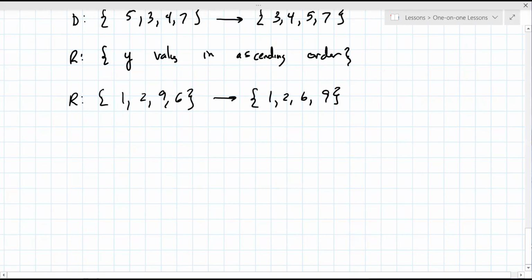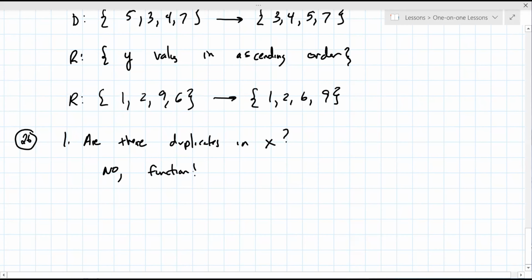Let's go through 26 first. The very first question you ask yourself is, are there duplicates in the x? There are no duplicates, so that means it is a function. The domain is the x values: 8, 5, 9, 3. The range: 0, 4, 3, 8. I didn't put them in order, but that doesn't matter.